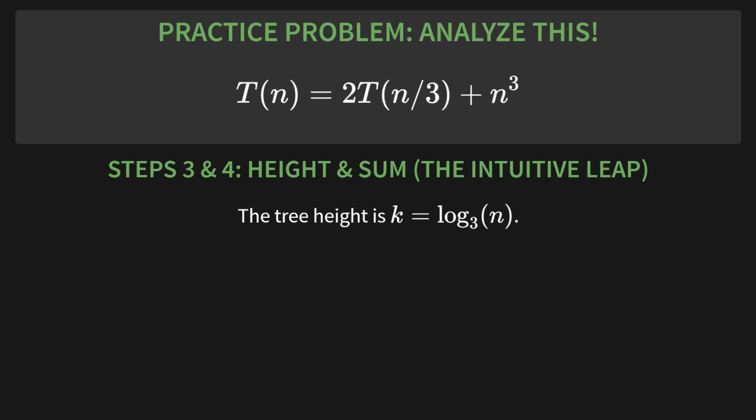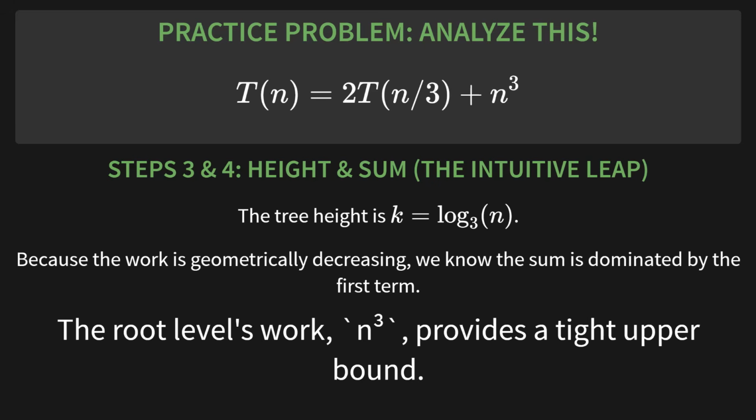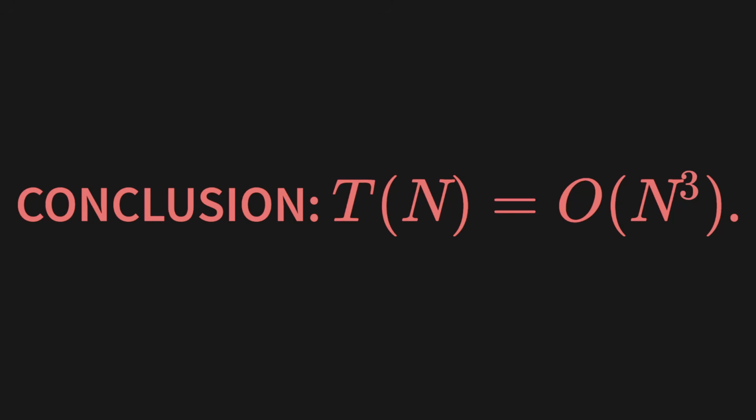The tree height is going to be k equals log base 3 of n. We know that. And because the work is geometrically decreasing, we know the sum is going to be dominated by the very first term. The root level's work, n cubed, provides a tight upper bound. We don't even need to do the full sum. Conclusion: T of n is O of n cubed.